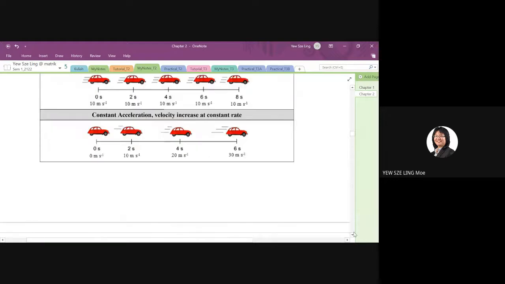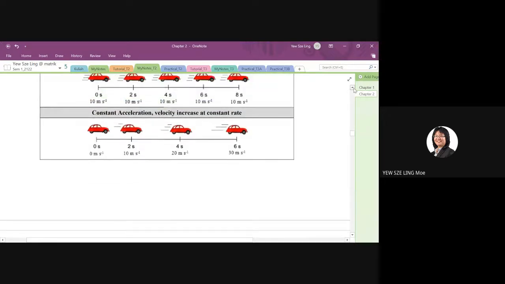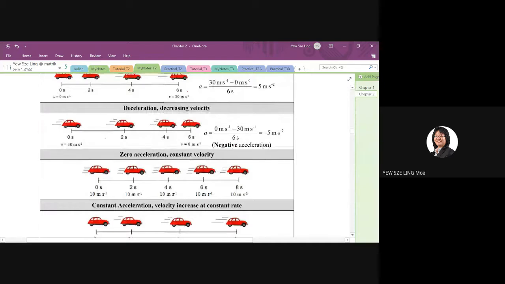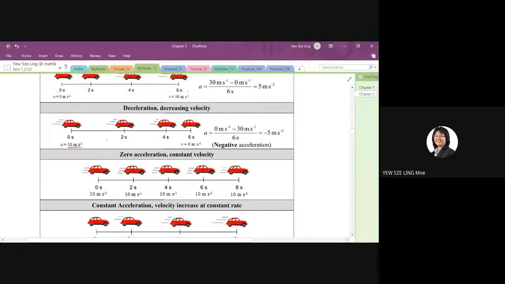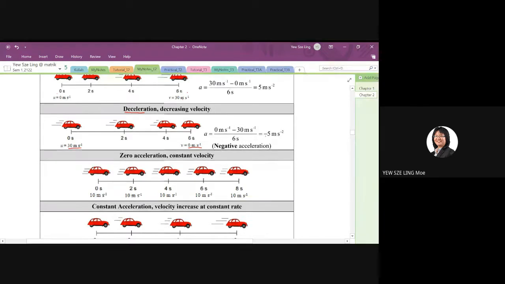And then decreasing velocity. Okay, decreasing velocity. So initially, your object is moving at 30 meter per second. After 6 seconds, it comes to rest. So when it comes to rest, this one we call deceleration. Decelerate means object slows down, right? It's from a faster rate and then it goes towards a slower rate, okay, or it is stopped eventually. So in this case, what are you going to get? You're going to get a negative acceleration.